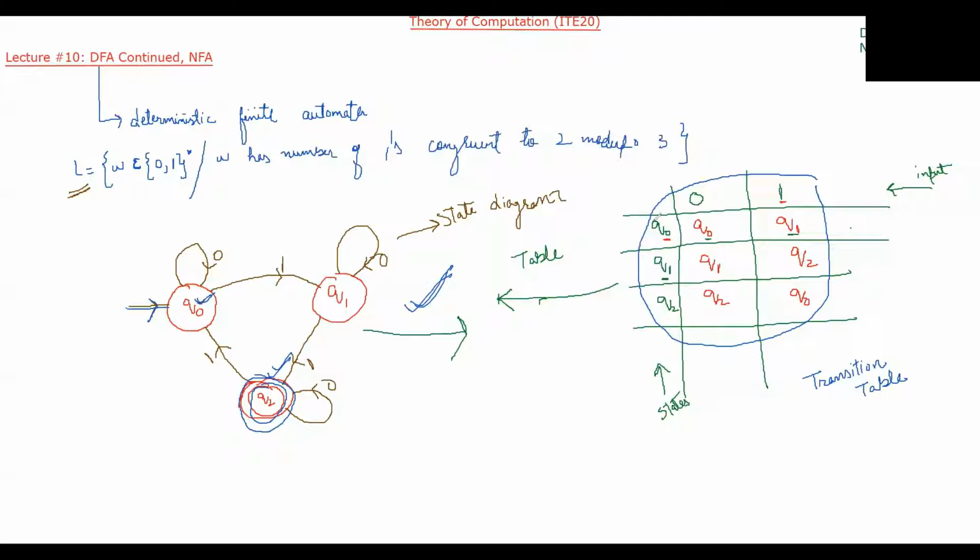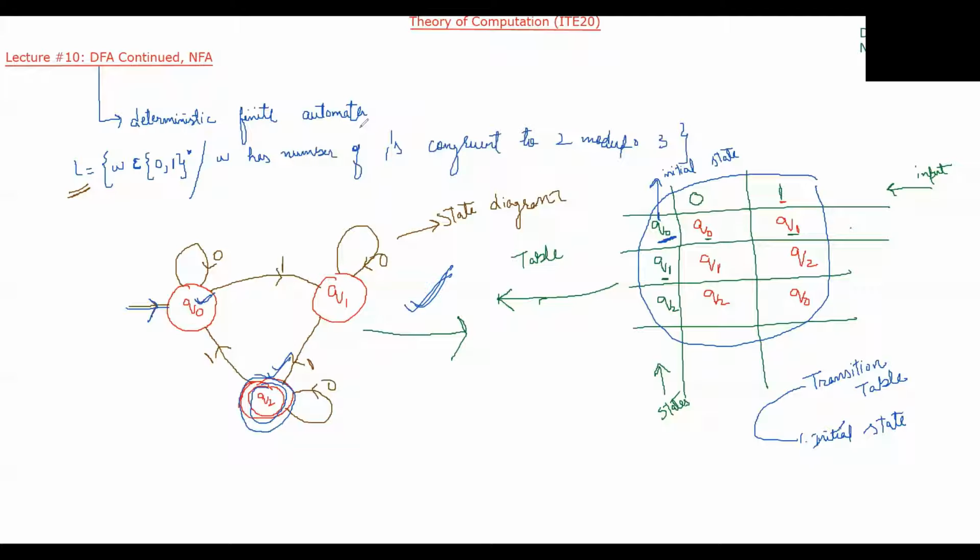Now we have to represent the same information in the transition table. So how will we show that? In the transition table, the initial state is always the first state in the first row. So the first state in the row is Q0. You can see here, Q0 is our initial state. Let me write it here. Initial state.